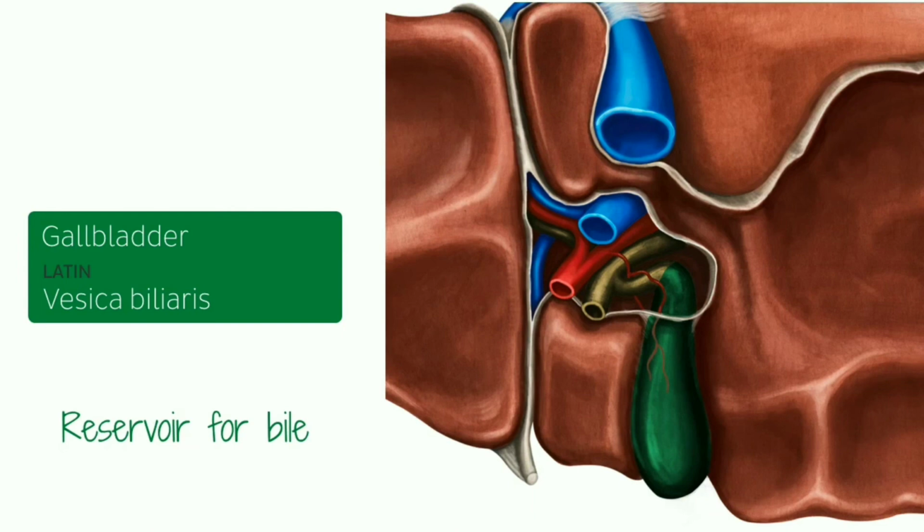It receives bile via the common hepatic duct and the cystic duct. Bile can be stored in the gallbladder between meals, as we've already discussed. During a meal, the smooth muscles in the gallbladder wall contract, resulting in the bile being secreted via the cystic and common bile ducts into the duodenum.